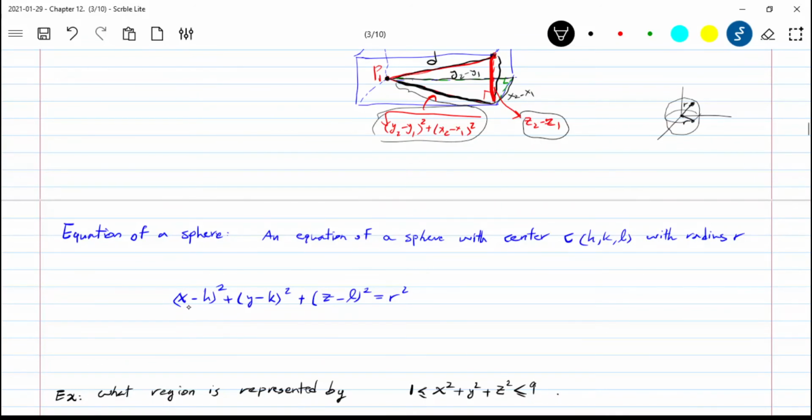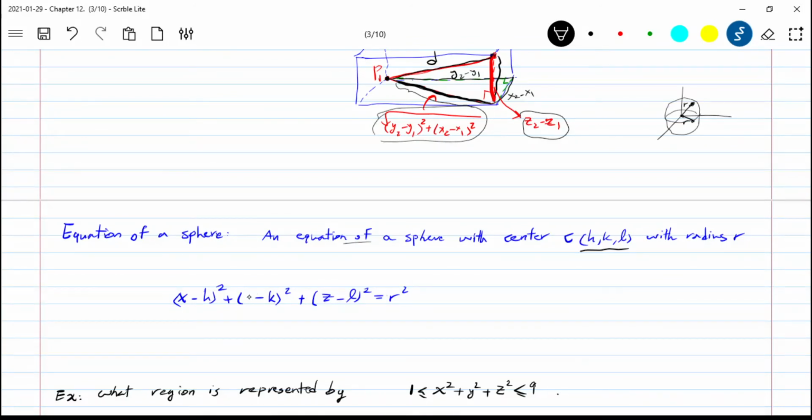So if you pick the center to be h, k, and l, so if you have a sphere with the center h, k, and l, the difference between the x, y, and z from the center, if you square it and take a square root, then that distance would be a fixed value of r. Just to get rid of the square root, we will square both sides.